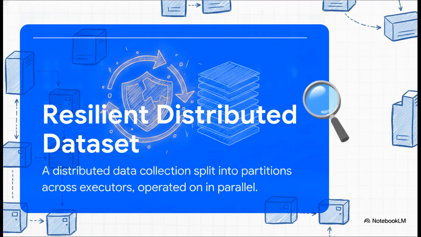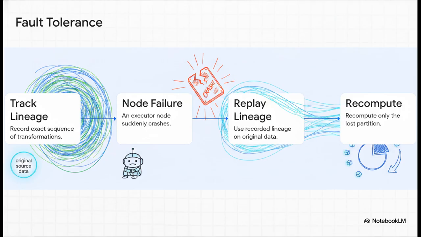But resilient, that is the genuinely clever part. Let me show you exactly what makes it resilient. Instead of doing what you might expect, which is constantly replicating actual data across a bunch of machines, just in case one happens to crash, wasting huge amounts of storage and network bandwidth, Spark does something smarter. It tracks the lineage of your data. It basically records the exact sequence of transformations you applied to produce it.